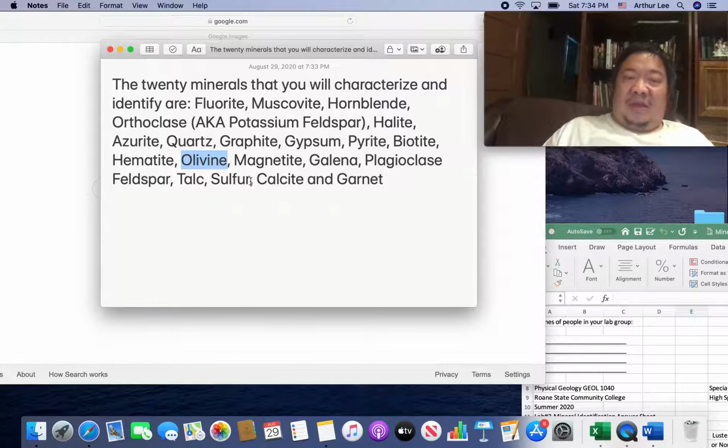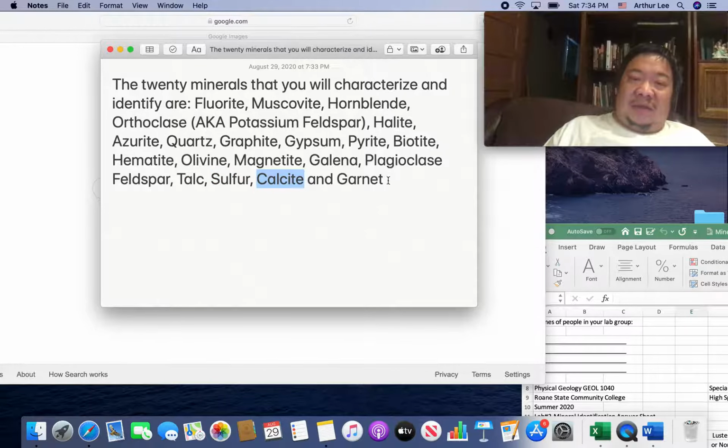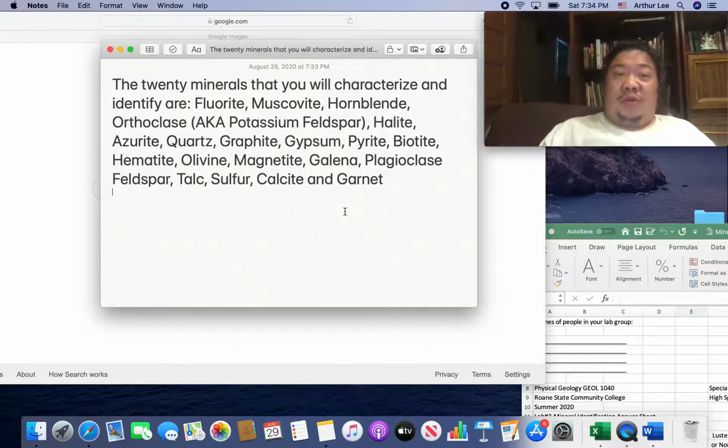I noticed that some people in the south pronounce Olivine one way, and in the north another way. It doesn't matter. It's the same thing. Olivine. Magnetite, Galena, Plagioclase Feldspar, Talc, Sulfur, Calcite, and Garnet. Those are the 20 minerals you're going to look at in the lab.